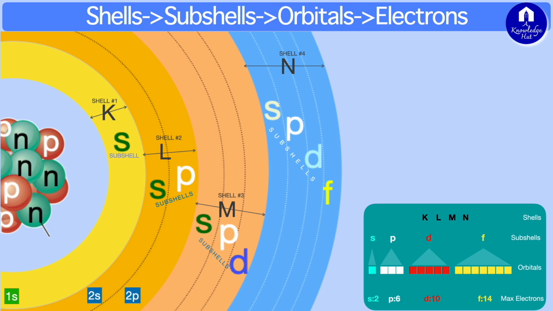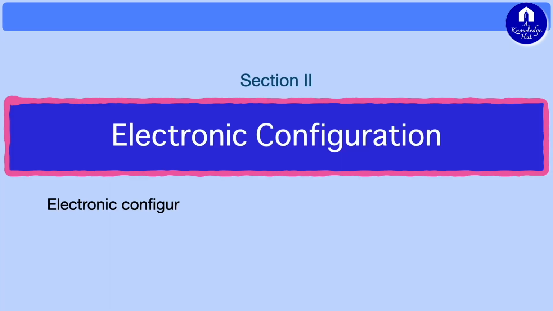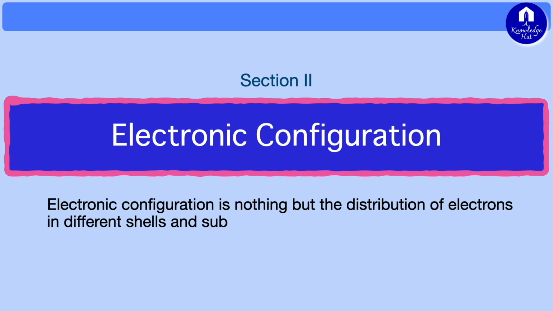The third shell M contains three subshells, S, P and D. We write them as 3s, 3p and 3d, where 3 indicates shell number 3. The fourth shell N contains four subshells, S, P, D and F. We write them as 4s, 4p, 4d and 4f. Electronic configuration is nothing but the distribution of electrons in different shells and subshells.